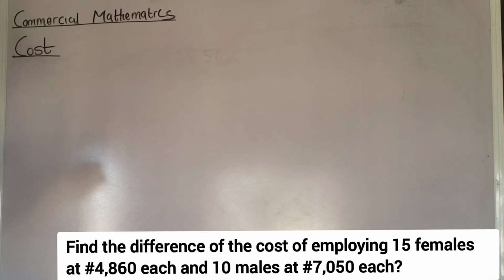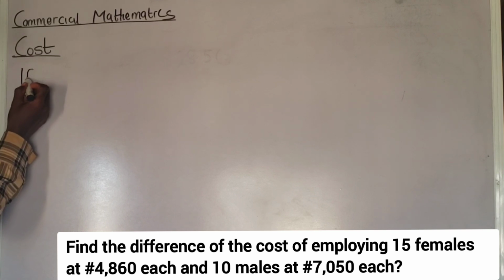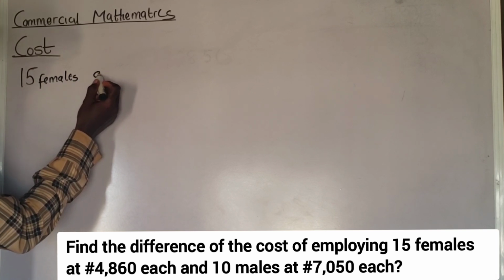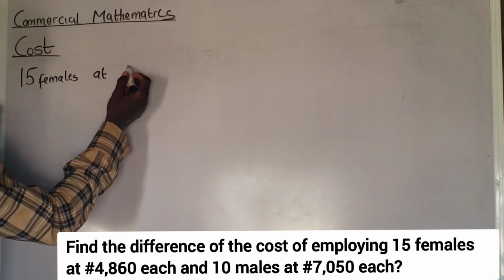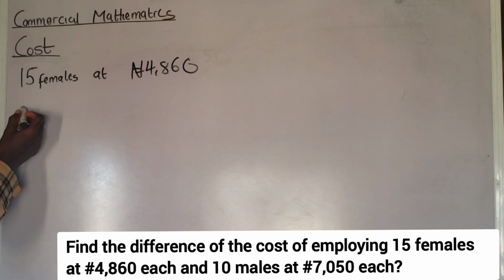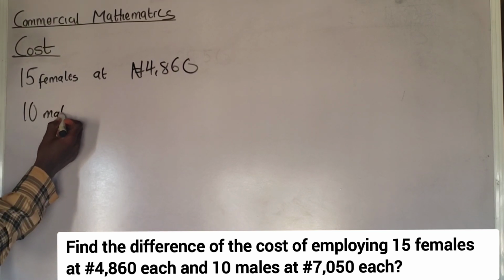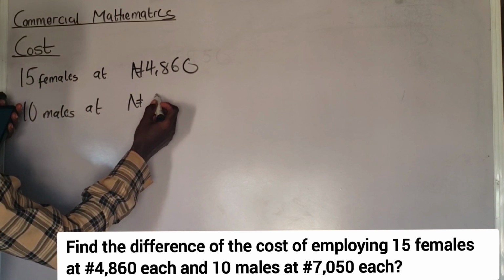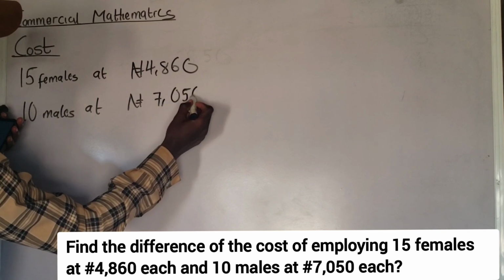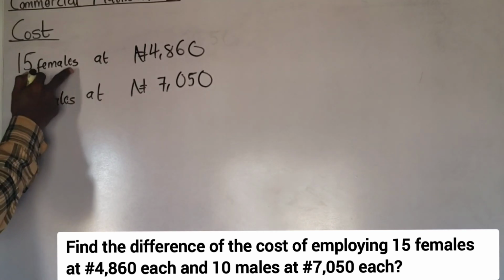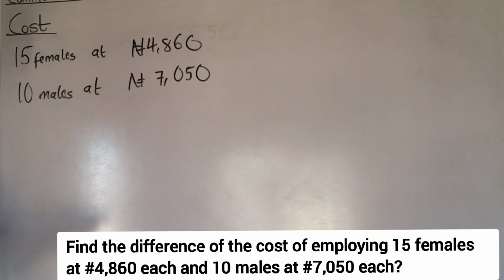We are told to find the difference of the cost of employing 15 females at 4,860 naira, and then 10 males at 7,050 naira. Okay, if you look at the question, it says 15 females at 4,860 naira each.